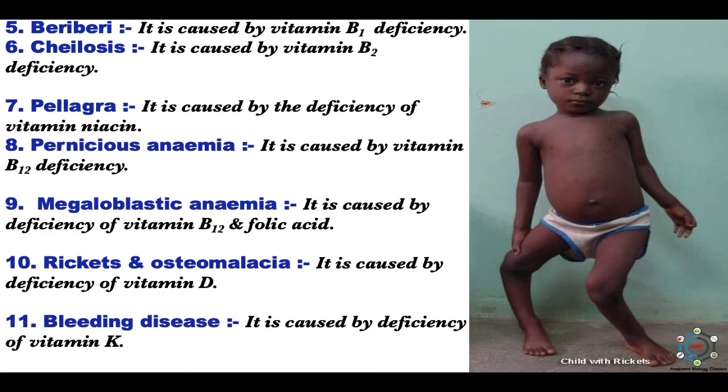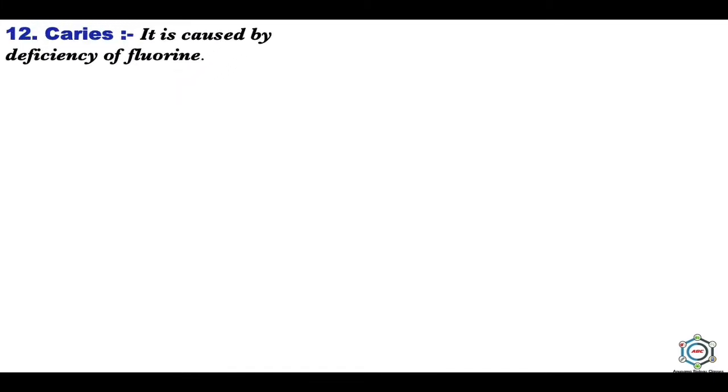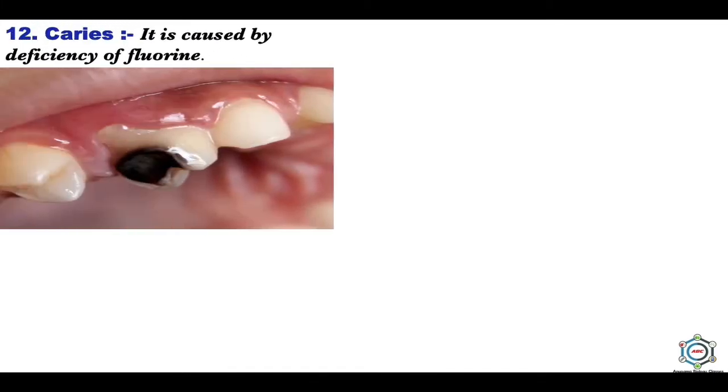Now, bleeding disease, which is caused by deficiency of vitamin K and characterized by delayed and faulty blood clotting, causing excessive bleeding. Now, caries. It is caused by deficiency of fluorine. In the picture, you can see the structure in which cavities in teeth occur.